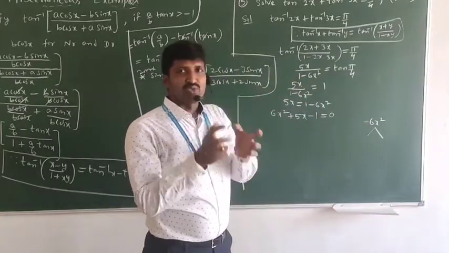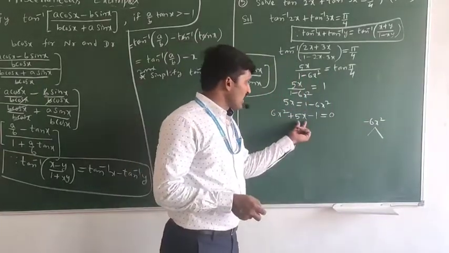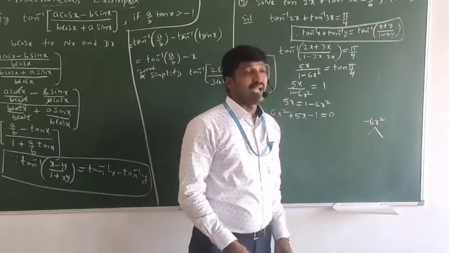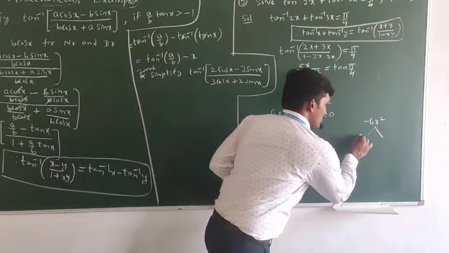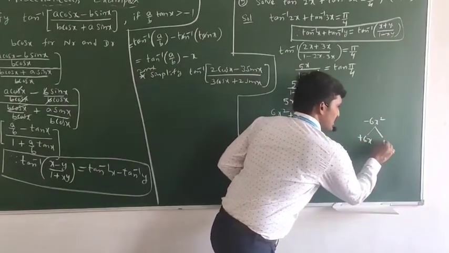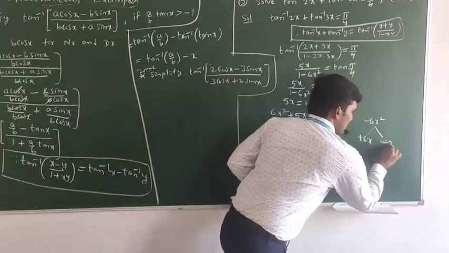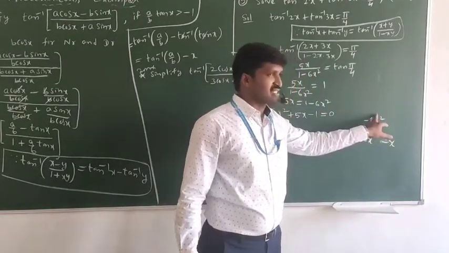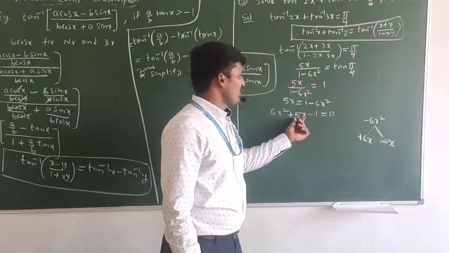What are the factors we are taking? The sum we need to get is 5x and the product we need to get is minus 6x square. That's why I am taking the factors 6x and minus x. If you multiply these two, you will get minus 6x square. Add these two, you will get 5x.